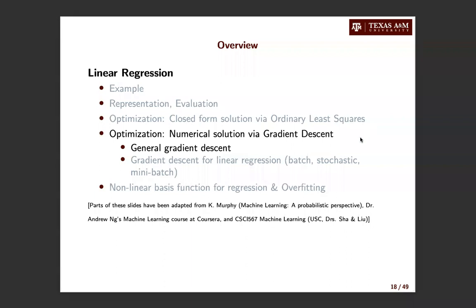So in this video, first, we're going to provide some general details about the gradient descent algorithm, and then explain how this algorithm can be used in order to solve the linear regression problem. Finally, we're going to provide three types of gradient descent for linear regression, namely the batch, the stochastic, and the mini-batch gradient descent approaches.